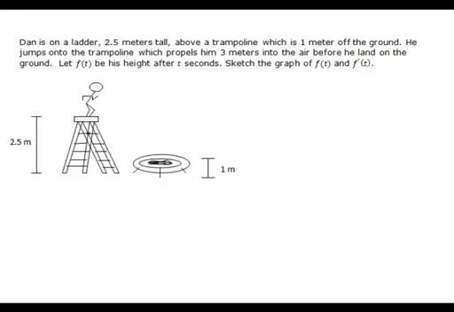This is a fun little problem where basically we're going to be looking at a situation and try to draw a couple of graphs that relate to it. So what we have here is this little guy, Dan, on top of a ladder that's 2.5 meters tall. The ladder's next to one of those little individual trampolines that stands 1 meter off the ground. And Dan's going to jump onto the trampoline. Trampoline's going to push him up to a height of 3 meters before he then jumps back down and lands on the ground. And we're going to let f of t be his height off the ground after t seconds.